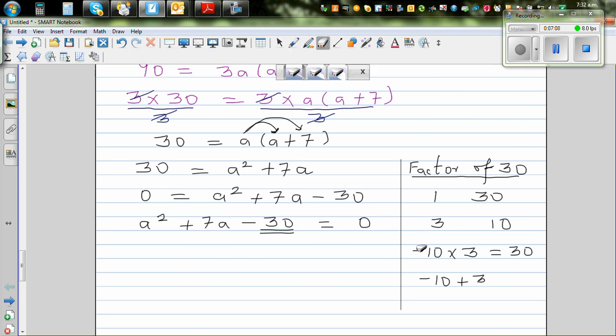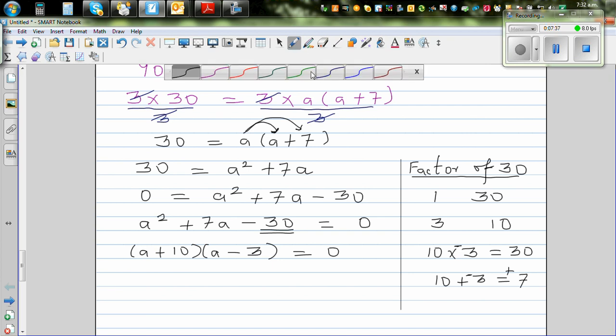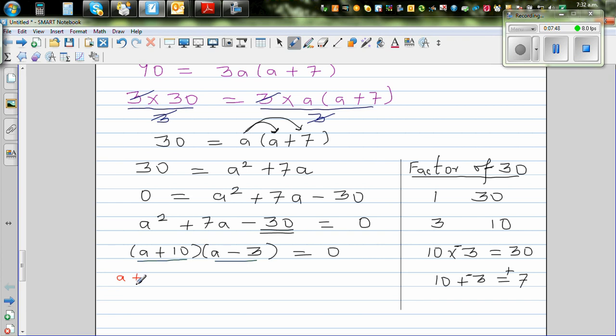So I had to change the sign. I was not thinking. I'm going to change the sign like this. If you put a minus here, 10 times negative 3 is minus 30, and 10 plus negative 3 gives you plus 7. So the factors are a plus 10 times a minus 3 is equal to 0. So you have to set each of them equal to 0, because this is a number and this is a number. The product of two numbers is 0, so one of them has to be 0, or both of them have to be 0. So I can say a plus 10 is 0, or a minus 3 is 0. So you can say a is negative 10, or a is 3.